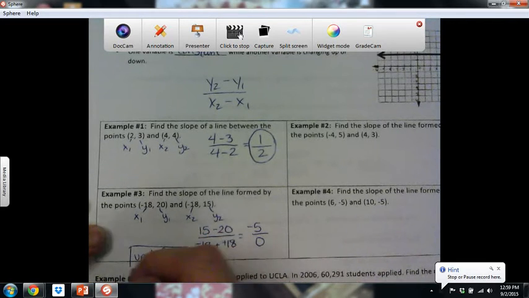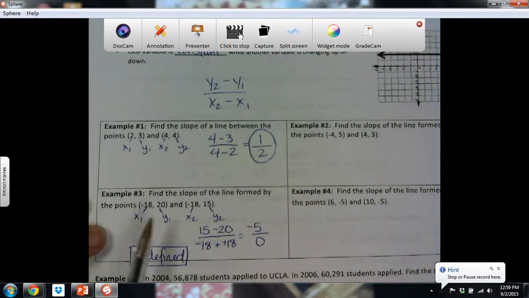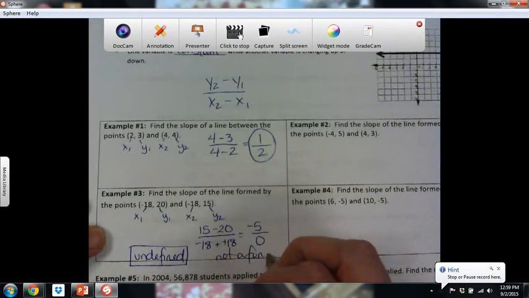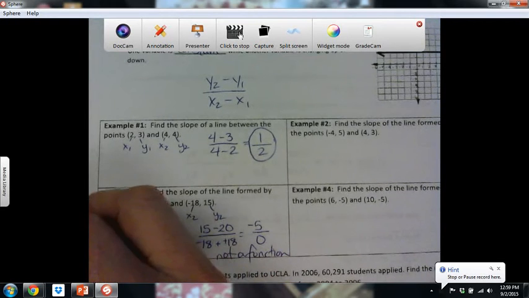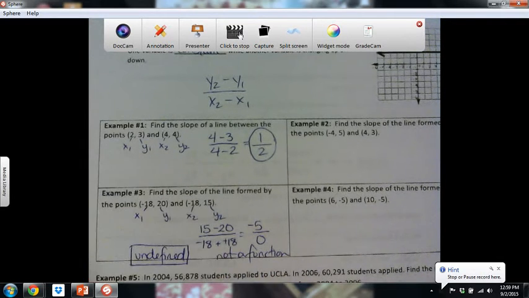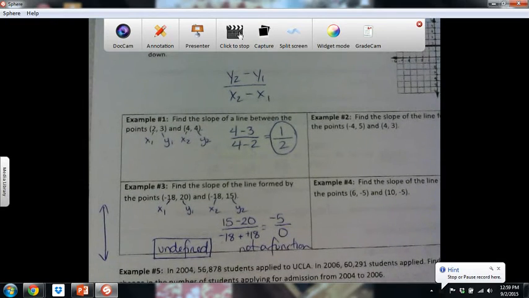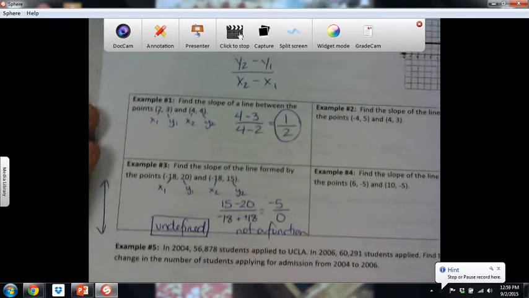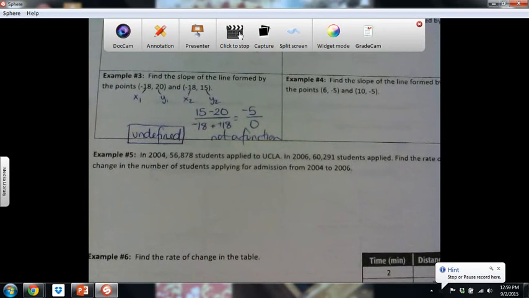This happens because the 2 points here violate the vertical line test. This is not a function. You cannot draw that line. So it would actually be a vertical line through x equals negative 18. Okay? I'd like you to do numbers 2 and 4 on your own, and then feel free to check your answers with the information online. But in the meantime, we want to take a look at number 5.